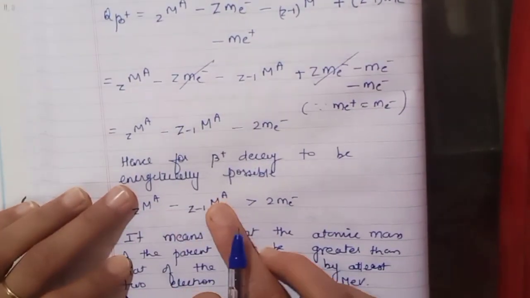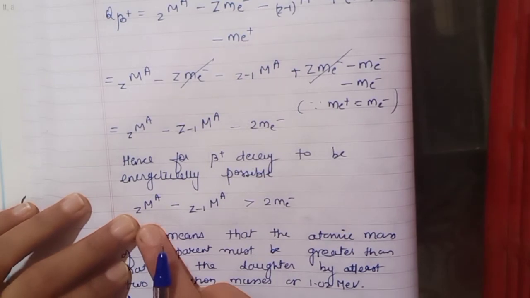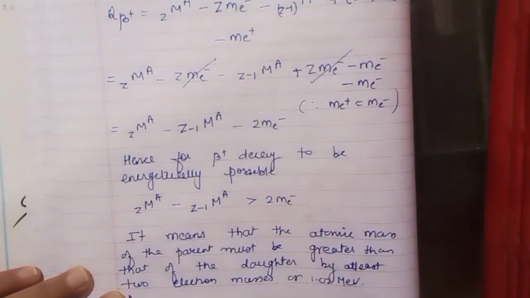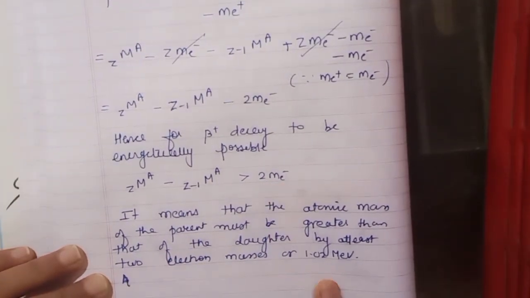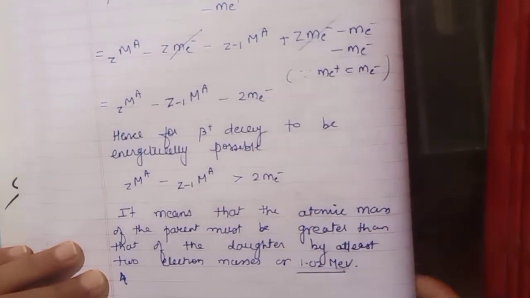Hence, for beta positive decay to be energetically possible, the mass of the parent minus the mass of the daughter nucleus should be greater than 2 times the electron mass. So that is the condition. 2 times the electron mass is equal to 1.02 MeV. So you have to remember this value because it will be required while solving problems.